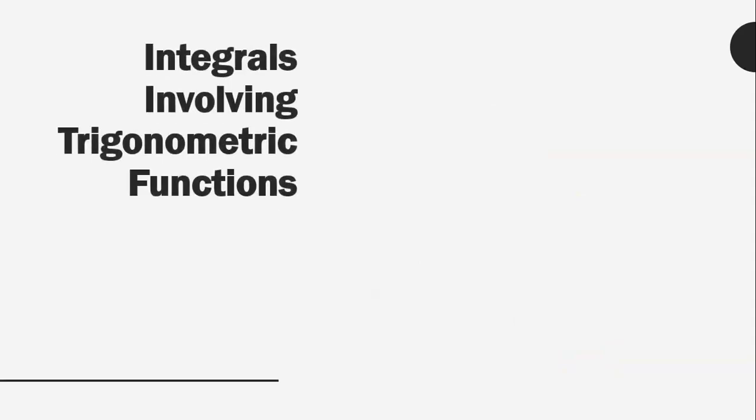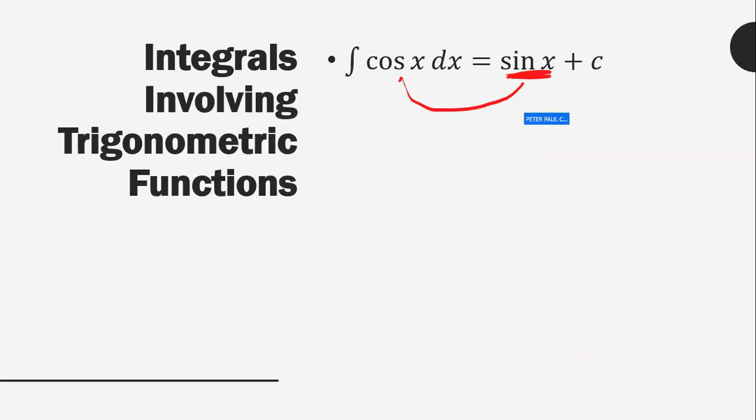Now let us proceed to integrals involving trigonometric functions. Recall that when we get the derivative of sine x, the answer is cosine x. Therefore, when we get the integral of cosine x, then the answer is sine x. So it's just the opposite. When we get the derivative of sine x, it's cosine x. And when we get the antiderivative of cosine x, that is a sine x function. So they are just opposite operations.